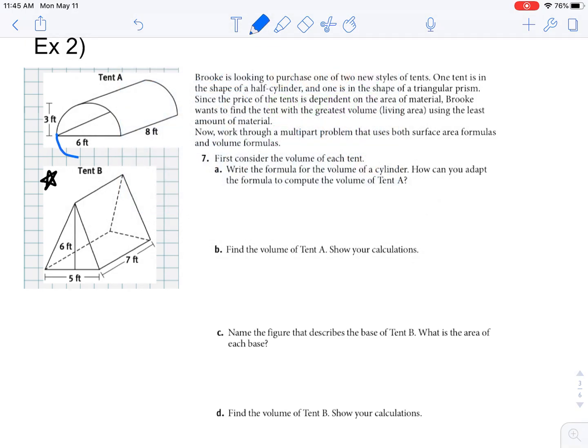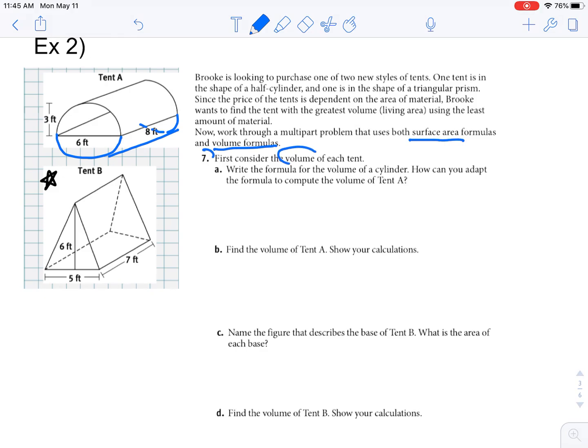If you envision this tent, Tent A, you can kind of visualize that it's really half of a cylinder. This could go down. There's the other half of the circle back there. The other tent is in the shape of a triangular prism. Since the price of the tents is dependent on the area of the material, Brooke wants to find out which tent will have the greatest volume, in other words, the greatest living space, using the least amount of material. Now, work through the multi-part problem, and we're going to look for both.